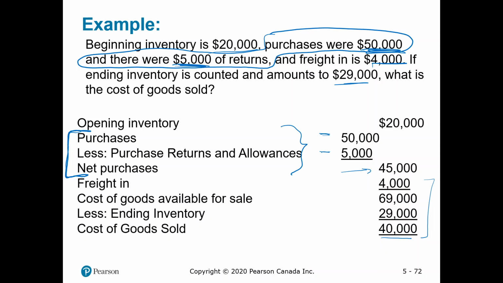So as I was saying earlier, these accounts, so our purchases, purchase returns and allowances, and your freight in, these would all be GL accounts. So although we're not going through recording the entries under periodic, in that system, they would be recording those transactions and they go into these accounts. So these would be the balances in each of these accounts at the end of the year, and therefore we can use that in this calculation.